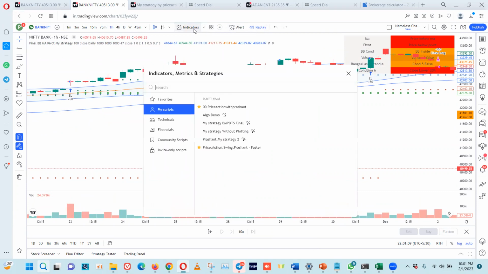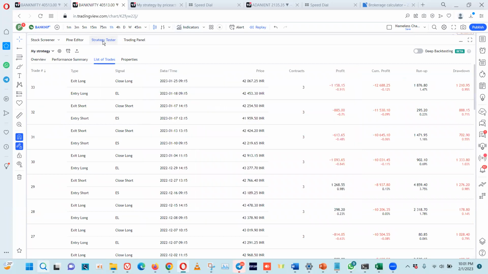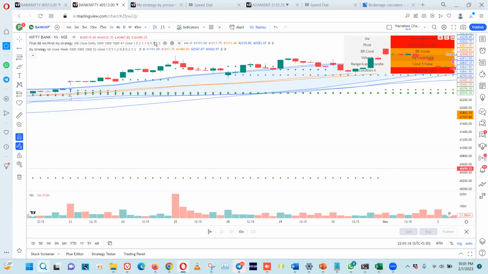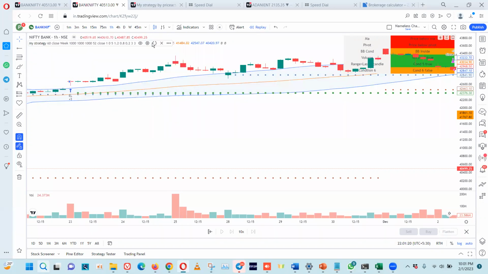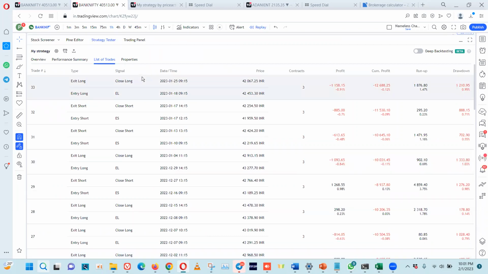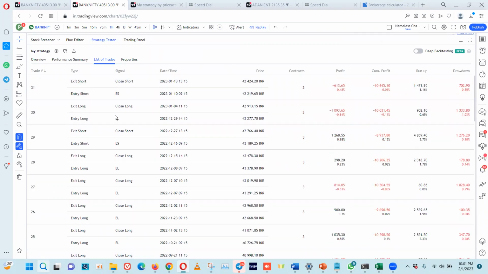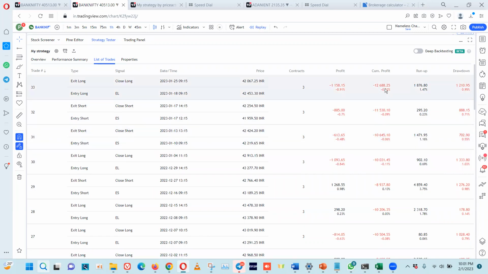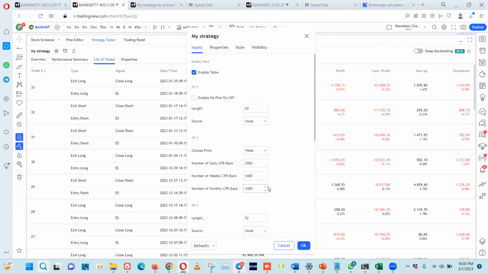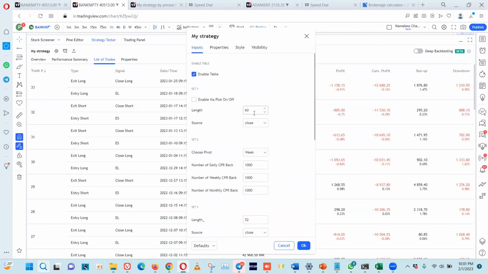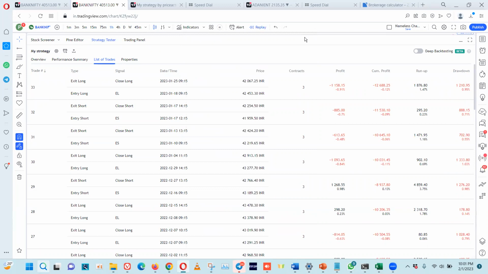Just 1 minute, indicators. See, I have used the previous setting here and it is showing losses. So if I change these settings, that may come into profits. We'll have to make all the changes, and then finally what you have to do is click on this.